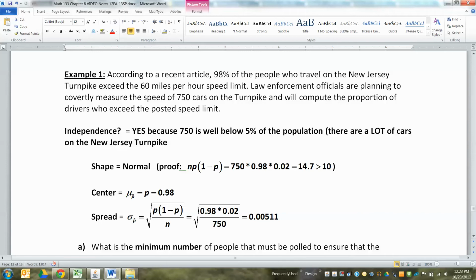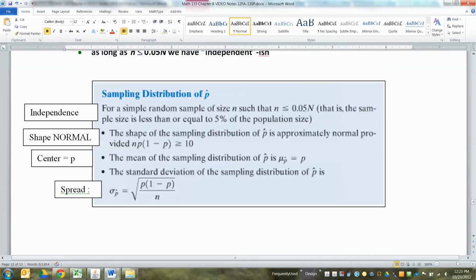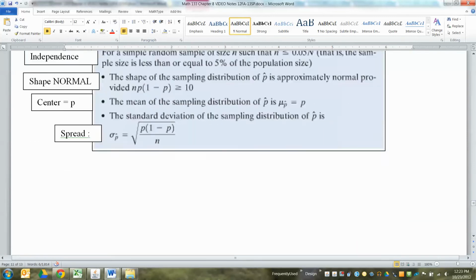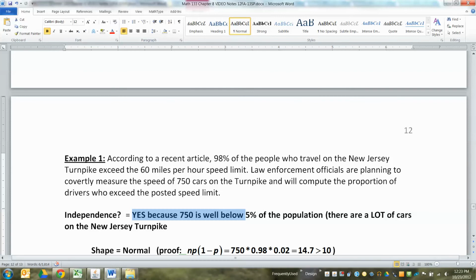Okay. First of all, do we have independence? Yes, because 750 is well below. The New Jersey Turnpike has a lot of cars on there. So 750 is well below 5% of the cars there. Okay, so that shouldn't be a problem. A lot of the times, by the way, that whole bit right here with the 0.05, a lot of the time that's kind of hand wavy, like a magician.